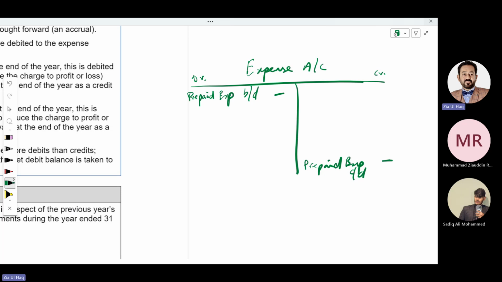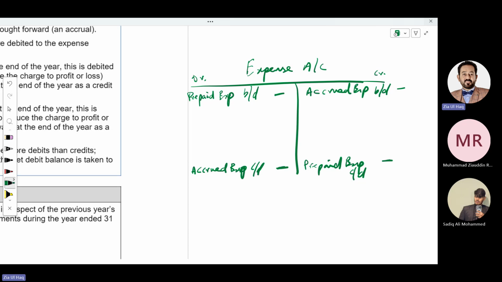And on credit side, at start, we record accrued expense brought down mean opening balance. And on credit side, we record accrued expense carried down mean closing balance.